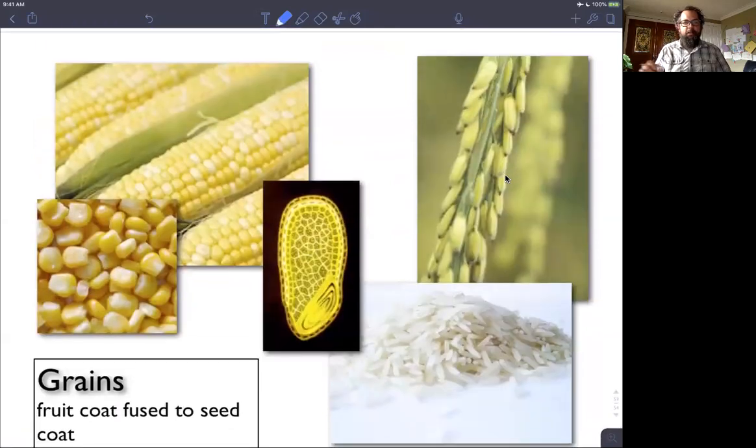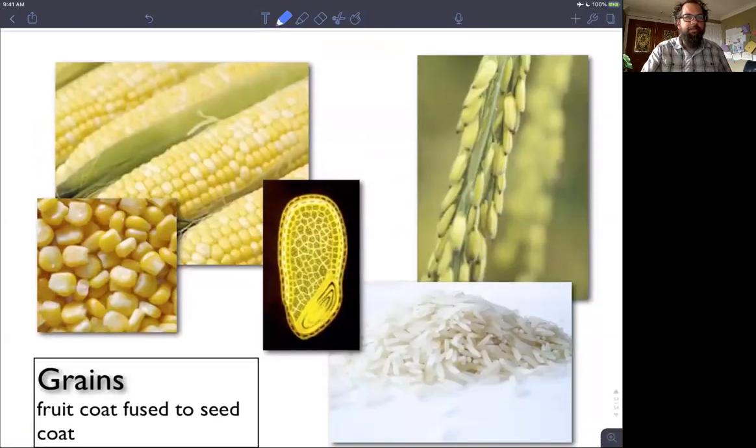Okay, last one here are my favorite fruits and fruits that rule the world, and those are grains. And so all of the grains that we eat, whether they're corn or rice or wheat, each one of those corn kernels, each one of those grains of rice, each one of the grains of wheat are all an individual fruit. These are all single-seeded fruits where the fruit wall and the seed wall are fused to each other. It's a special fruit type called a caryopsis, but they are fruits.